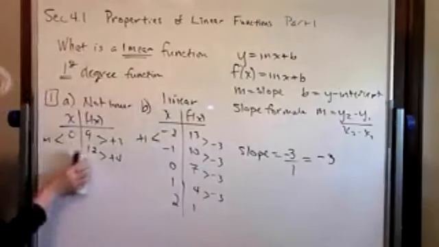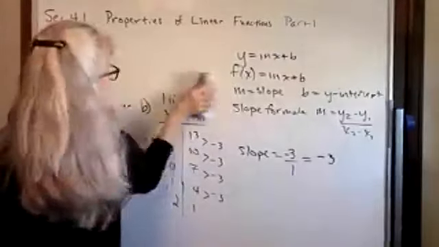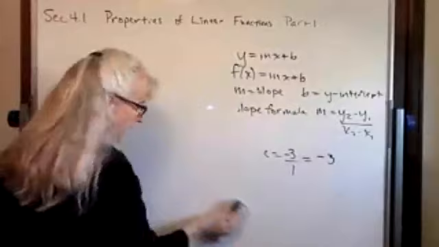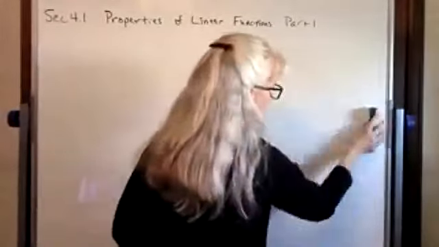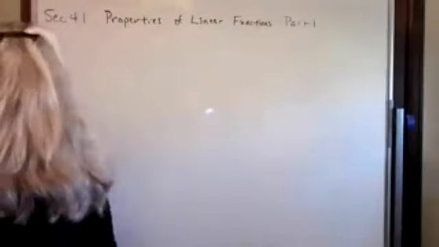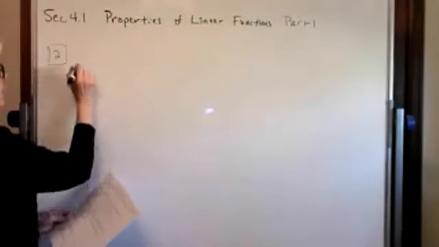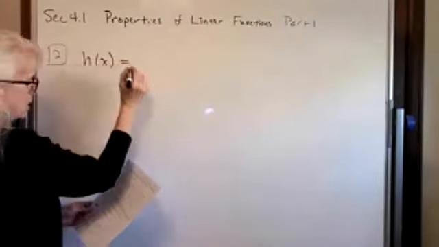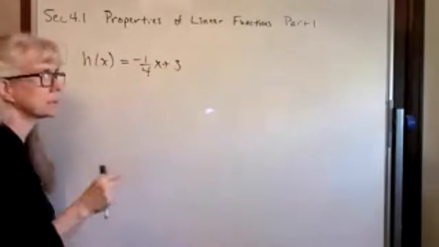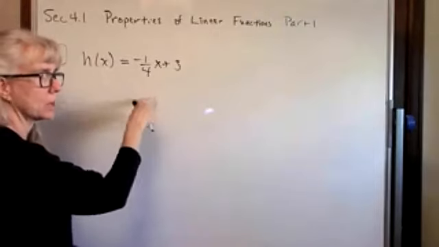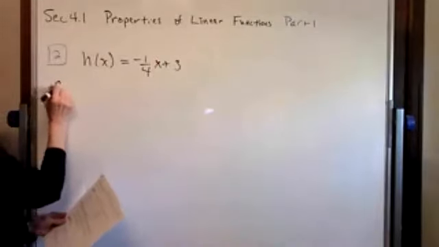Okay, what about example 2? Example 2 gives us a linear function and asks us some information about that linear function. This is, again, just reiterating vocabulary and making sure the vocabulary is still making sense. Example 2 says, consider the linear function h of x is equal to -1/4 x plus 3. And again, you know it's a linear function because it is a first degree equation. This x is raised to the +1 power. They want to ask, first of all, what's the slope?